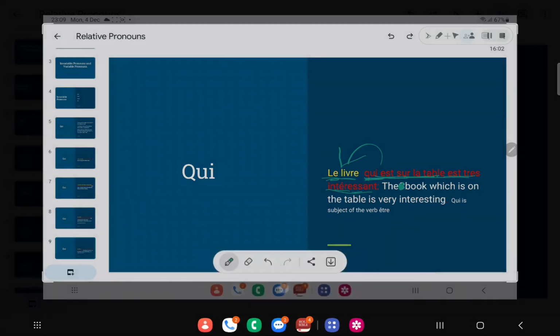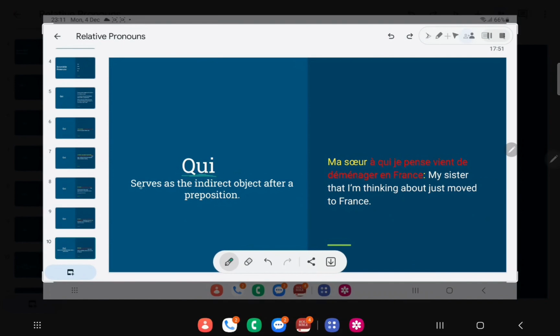Next example. Remember that I said that qui serves as the indirect object after a preposition. You know what a preposition is? We have à, avec, de. But in this case, we'll be working with à because most times this is what is tenable. Most of the sentences you will see where qui is serving as an indirect object, it is always or most times being done with à. So let's look at this example.